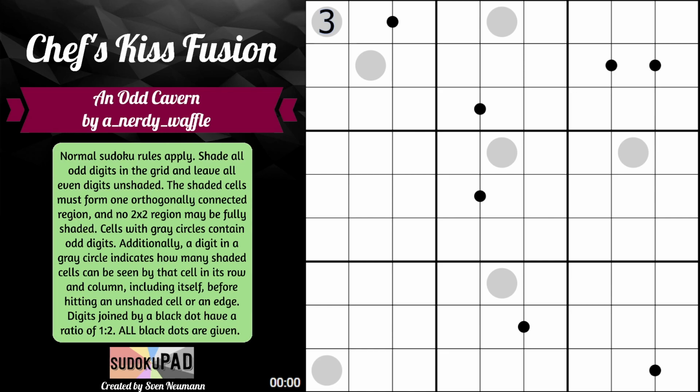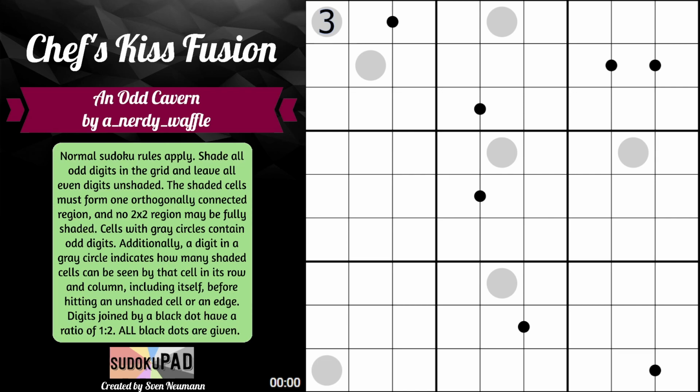We have an odd cavern by a nerdy waffle. Normal Sudoku rules apply. Shade all odd digits in the grid and leave all even digits unshaded. So we're just going to go through the rules one by one because there's a lot to look at here. The shaded cells must form one orthogonally connected region.